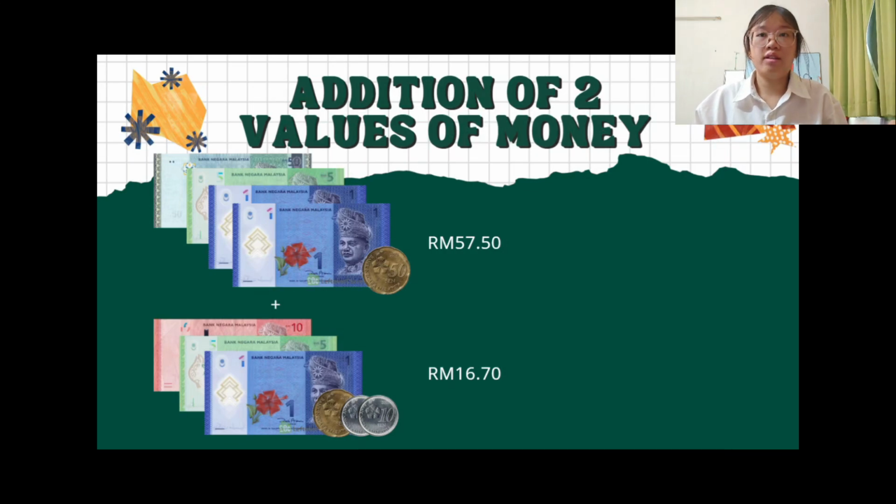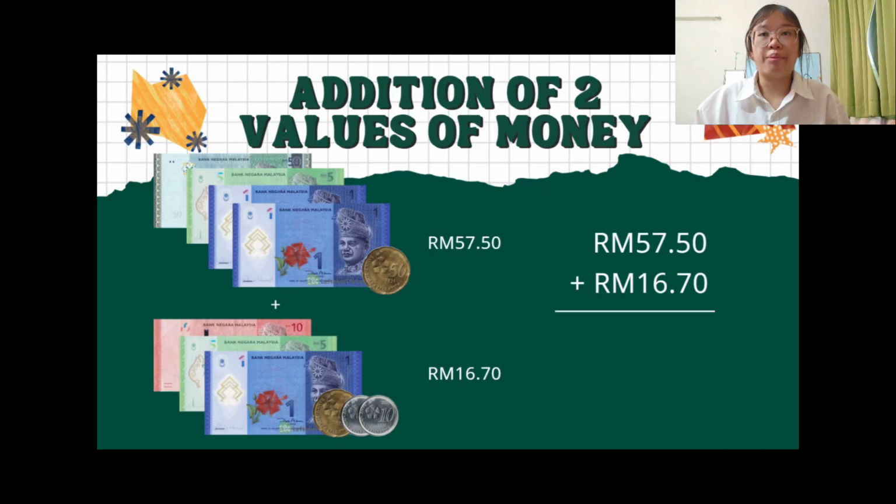Next, we have 57 ringgit and 50 cents, and then we have 16 ringgit and 70 cents. To sum them together, we have to write down RM57.50 plus RM16.70, and then we will sum them from the right to the left.